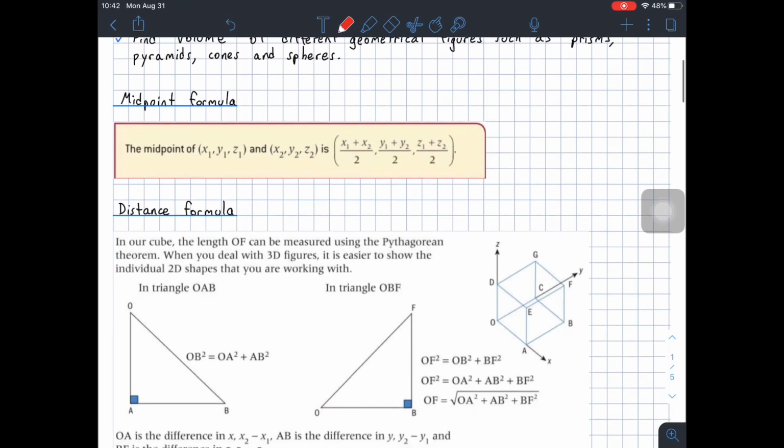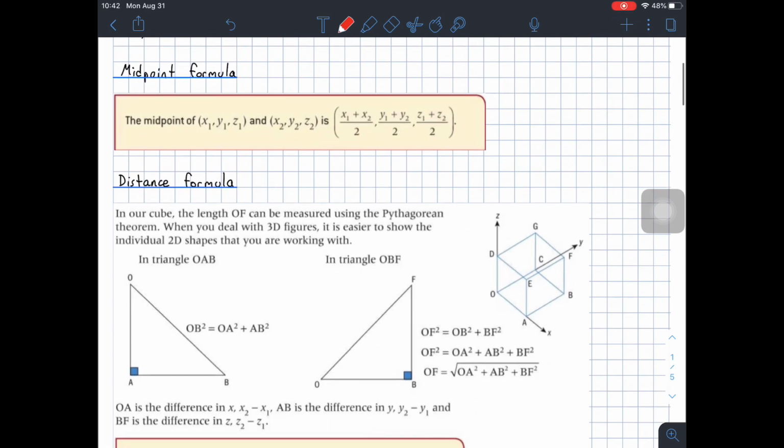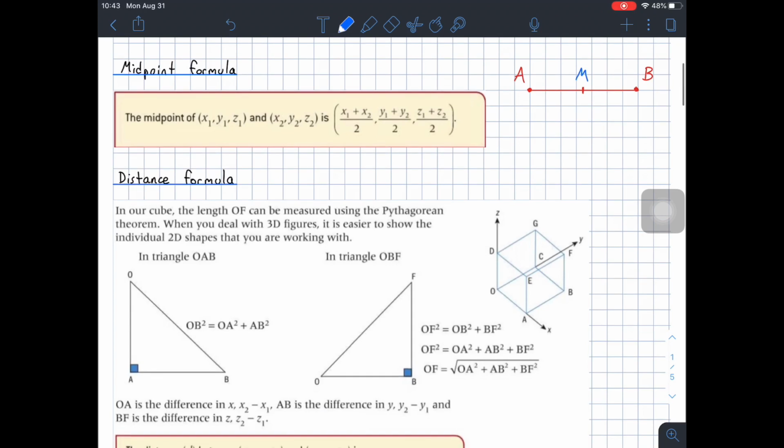Okay, so if you remember from previous years, we had a midpoint formula. The midpoint is basically, if we have a point A and a point B, the point that is in the middle, right? The mid distance between these two, maybe around here, would be the value M, which is the midpoint. Let's do this in a different color. So that's the midpoint. We usually represent it with a capital M.